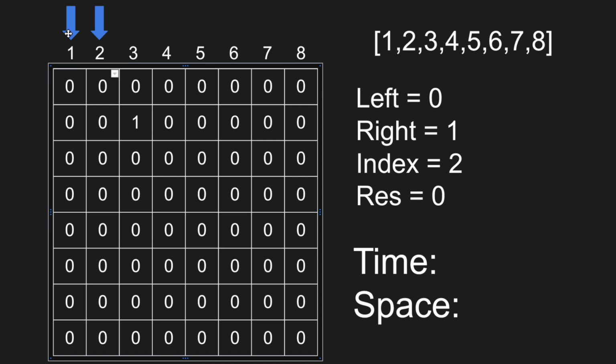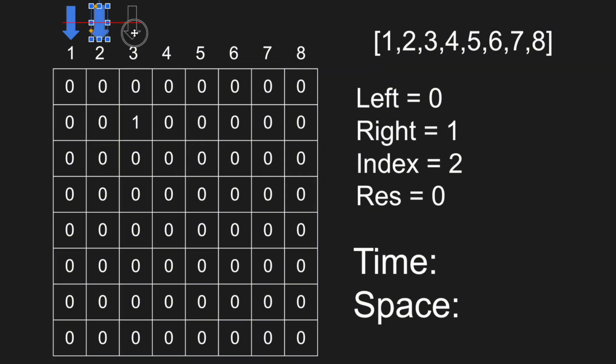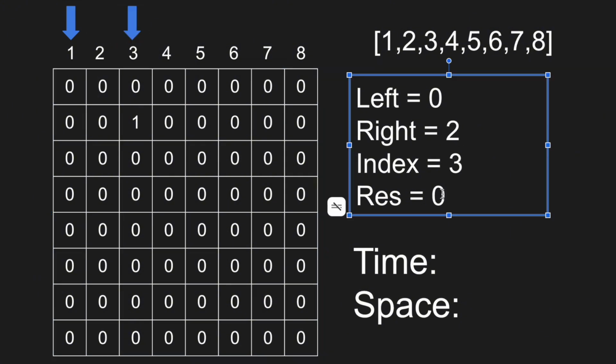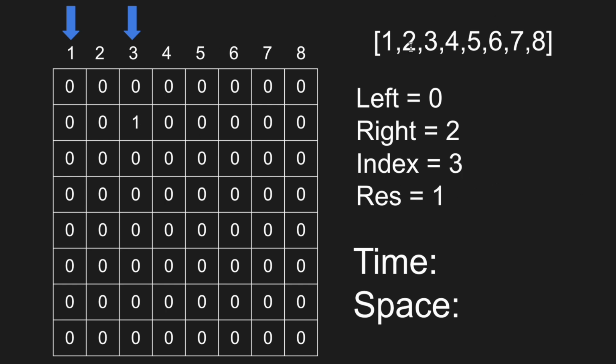So the left will always start at 0 at every iteration. And the right would be the current index we're on minus 1. So the right would be 2 and the index would be 3. And the max result that we have so far is 1. So let's keep track of that. Now, if the pair equals the number that we are on, then we will move both the right index and the left index.